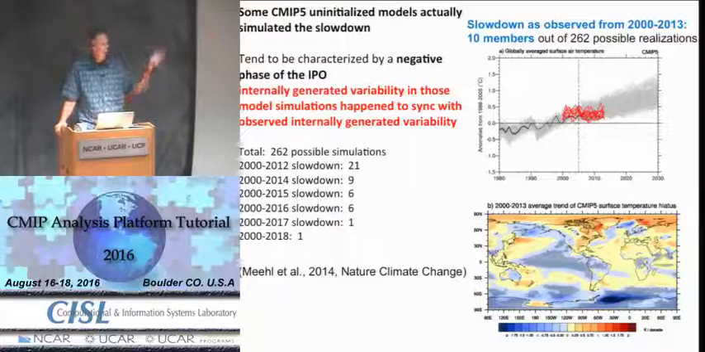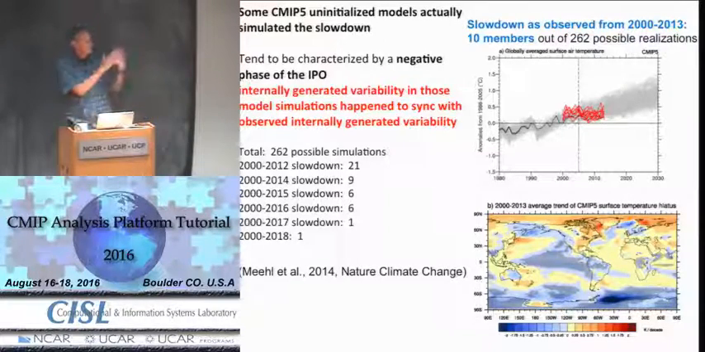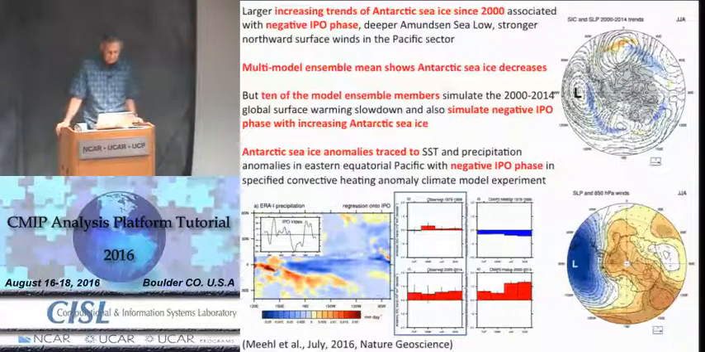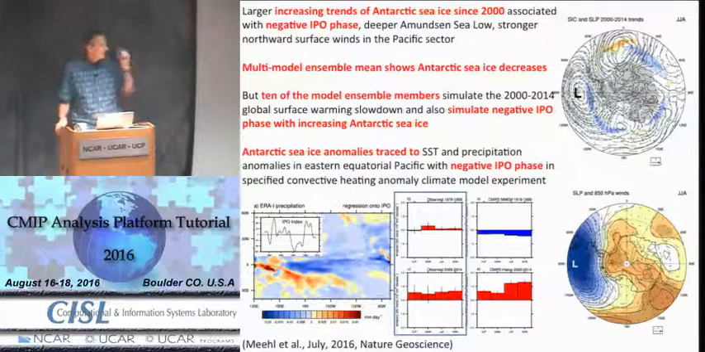Models can get this, but in these long uninitialized simulations that start in 1850 and run all the way through to 2100, it's really only by chance that you happen to sync up the internal variability at the right time. This is kind of a complicated figure, but I just wanted to illustrate this.